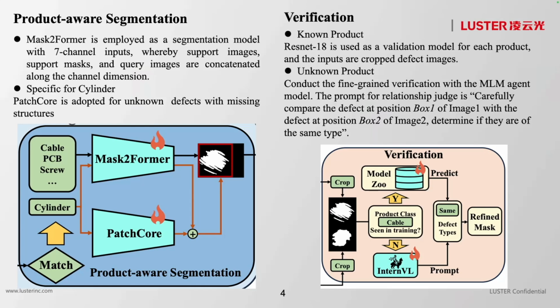For the second verification stage, ResNet 18 is used as a validation model for each known product, and the inputs are corrupted defect images. For unknown product, we conduct the fine-grained verification with the MLM agent model, and it can be easily achieved by the designed conversation template.